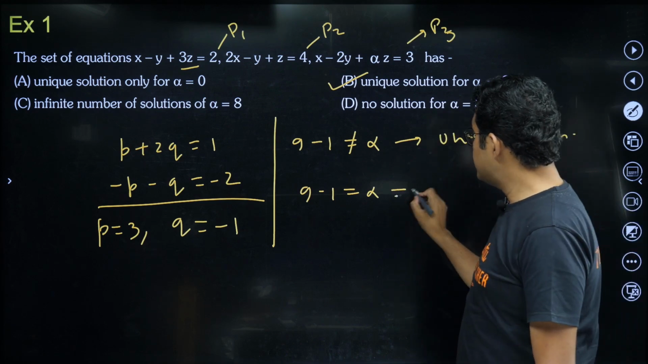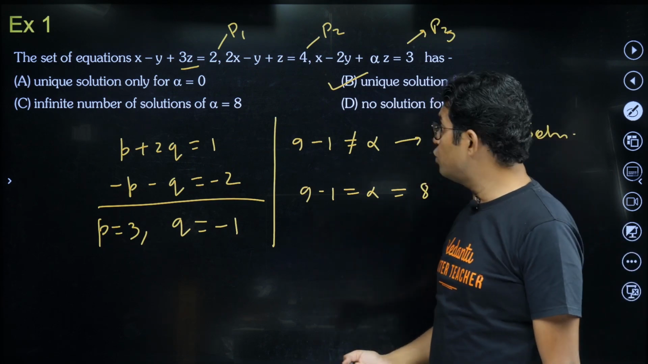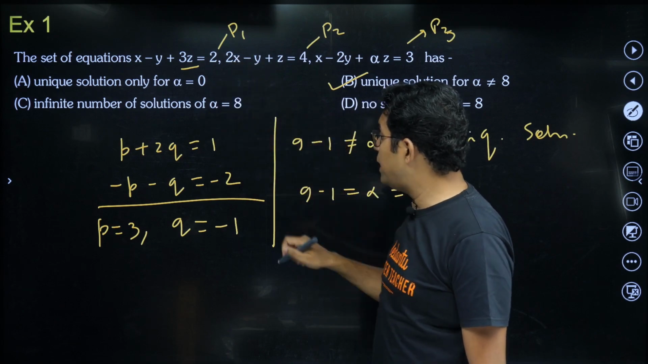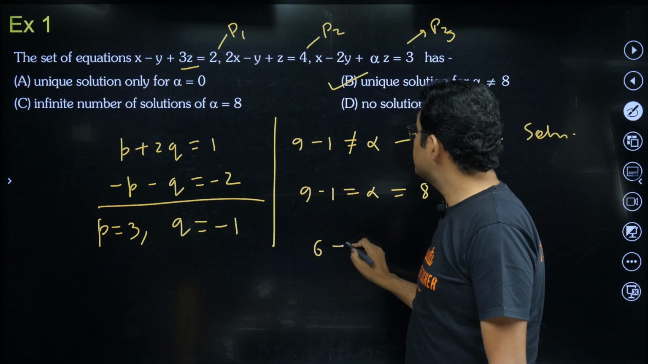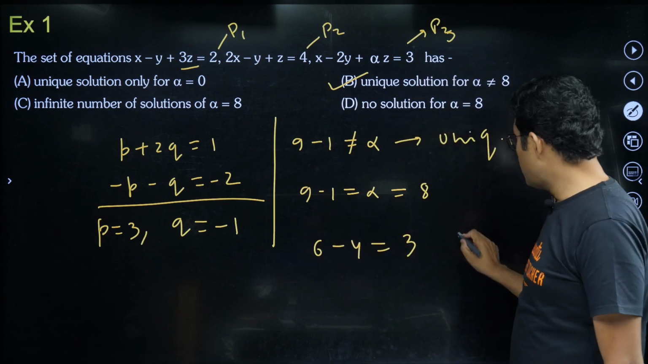If alpha is equal to 8, then we have to check whether there are infinite solutions or no solutions. For that, I will check the constant term. So P multiplied with this 2, that will be 6. This 4 multiplied with this minus 1, so minus 4. And here it should be 3. It looks like not true.